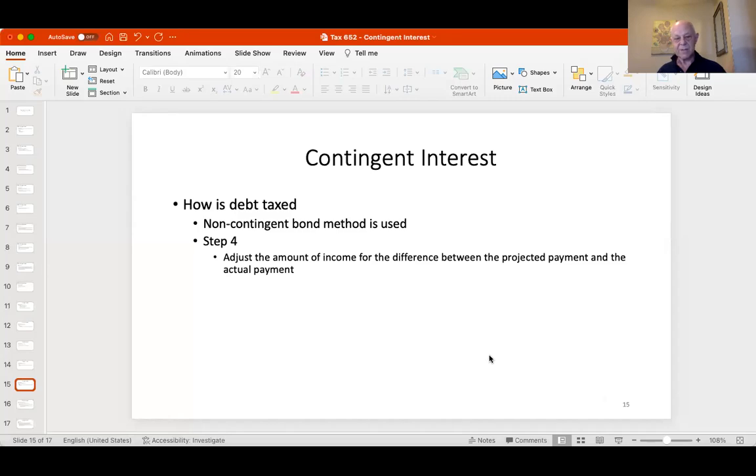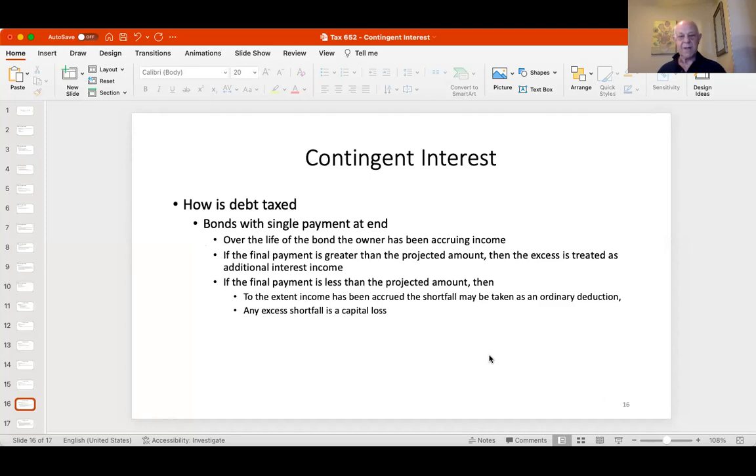And I think the only thing that's left in the PowerPoint are other examples. And so it's the same thing that we just did. So we have the bonds with a single payment at the end. Over the life of the bond, the owner has been accruing income, which is what we just saw, the $3,000. If the final payment is greater than the projected amount, the excess is treated as additional interest income. So if it was $13,000, we get $17,000, we've got an additional $4,000 of income. And if the final payment is less than the projected amount, to the extent that income has been accrued, the shortfall may be taken as an ordinary deduction.